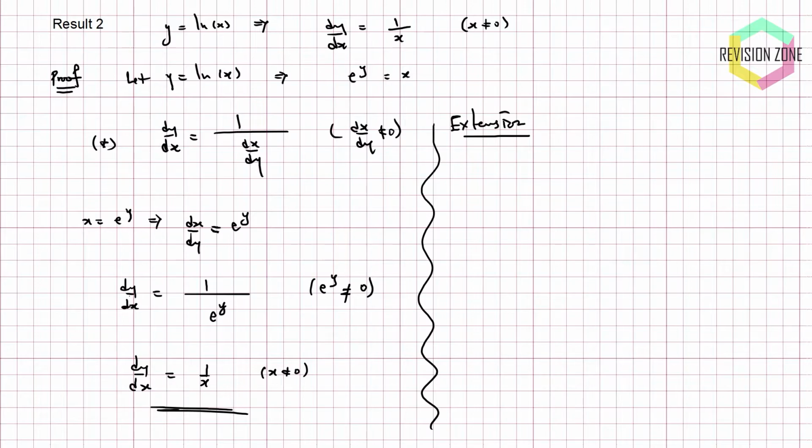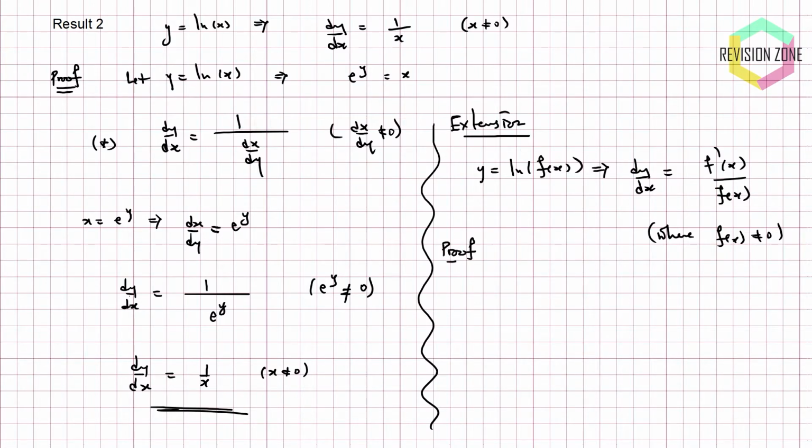Let's think about extending this result. If y is log of any function f of x, where f of x is differentiable, then dy by dx is f prime x over f of x, where f of x is not 0. In other words, we can't consider values of x for which f of x becomes 0. So let's see why this might be true.